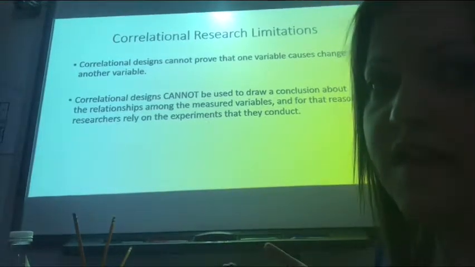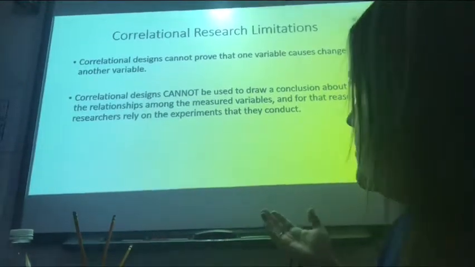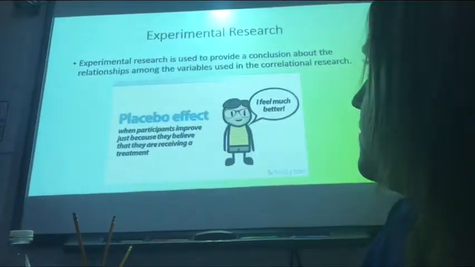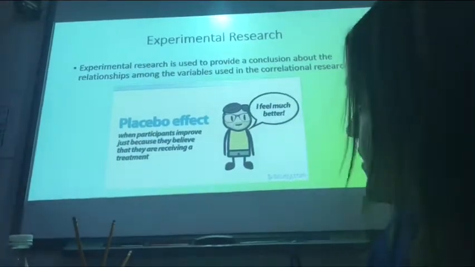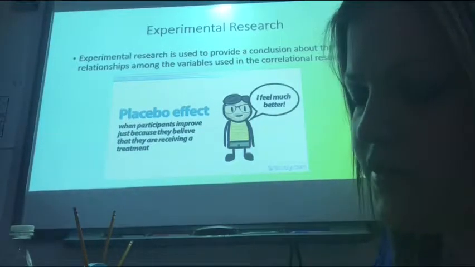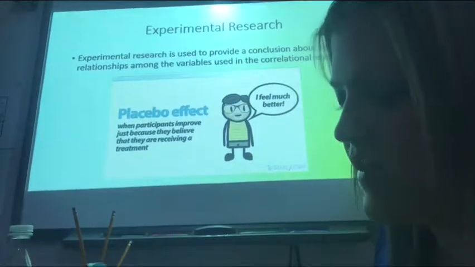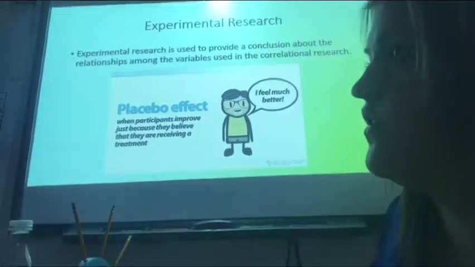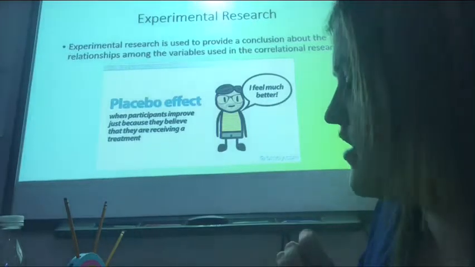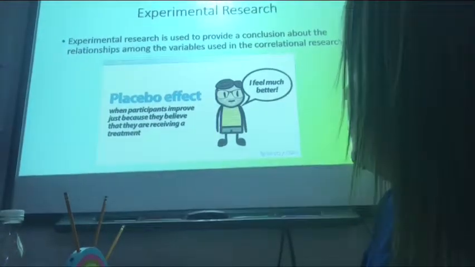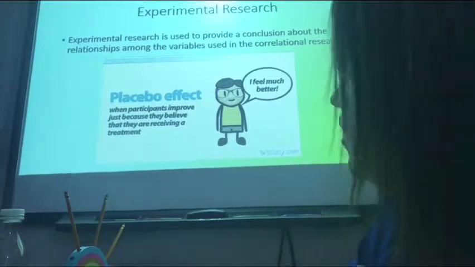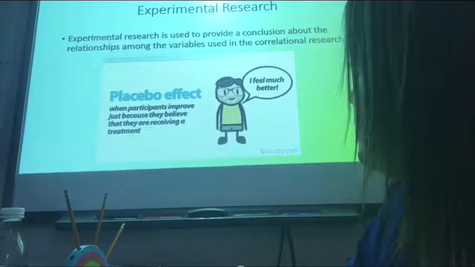And for that reason, that's why researchers often conduct experiments, or they use experimental research, which is what we're going to get into. So, experimental research is used to provide the conclusion piece that correlational research cannot provide. They can't actually come to a conclusion in correlational research. They can test and they can guess and they can make predictions, but they actually can't come to a conclusion. So the experimental research provides a conclusion about the relationships among the variables that we use in correlational research.